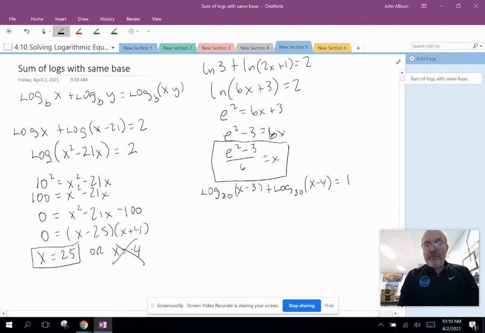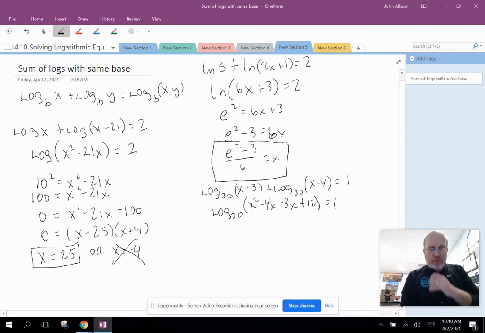equals 1. That 30 as a base looks kind of scary. The two different linear expressions look a little scary, but we're still following the same property. So we're going to do log base 30, and we're going to multiply x minus 3 times x minus 4. When I multiply this, I just distribute, and I get x squared minus 4x minus 3x plus 12.